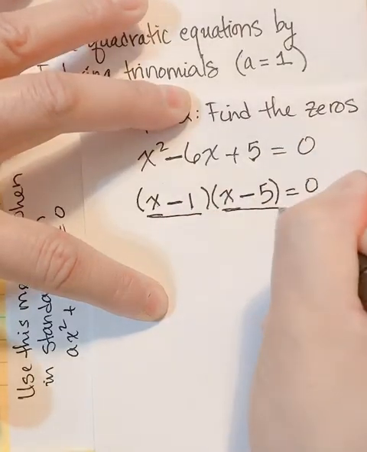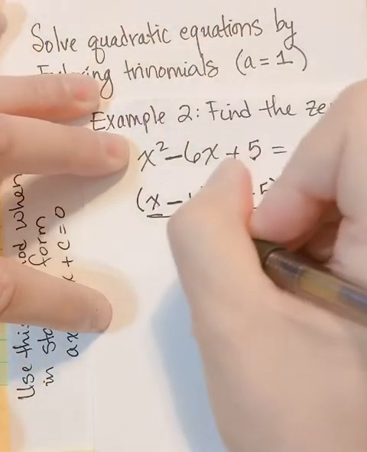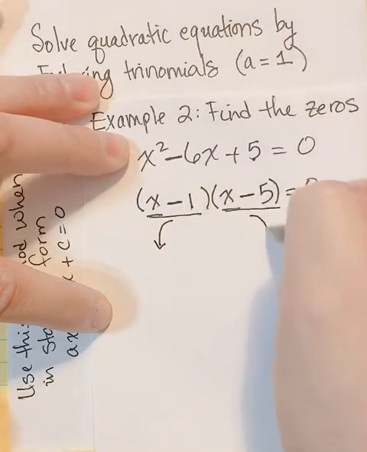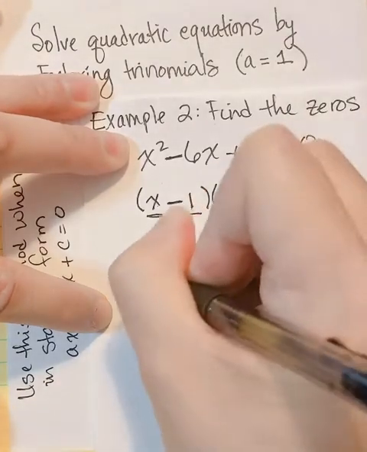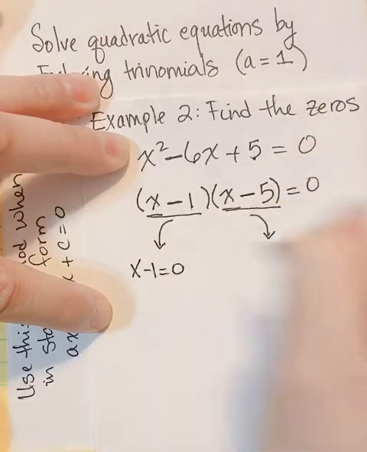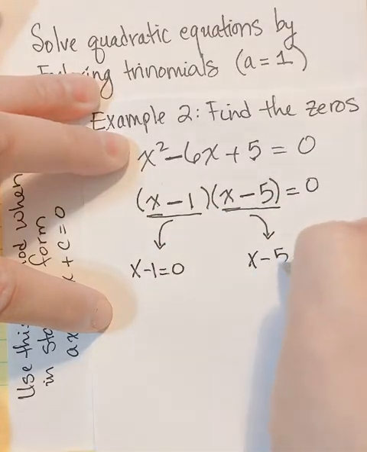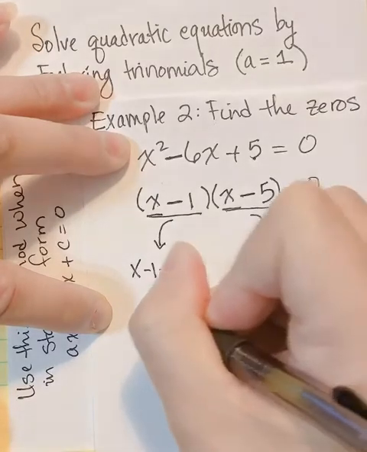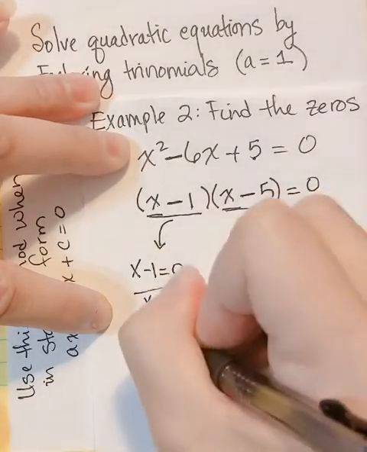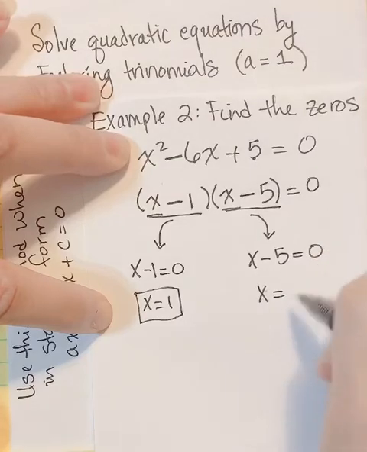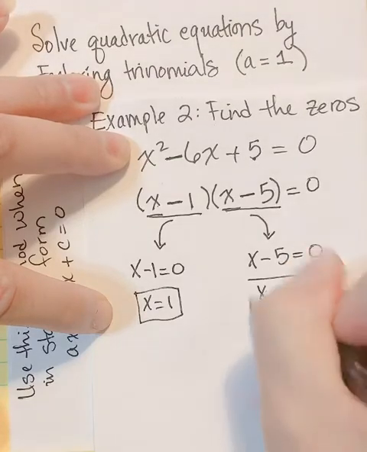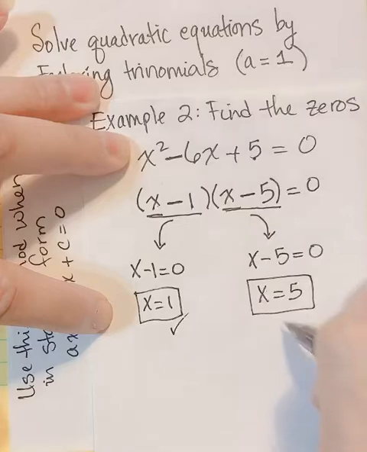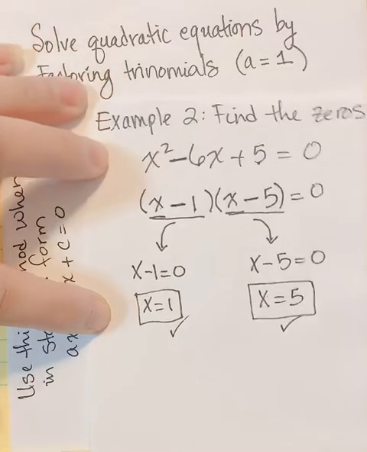So these become my factors. I have two factors, factor 1 and factor 2. Factor 1 is equal to 0. Factor 2 could also equal 0. You can solve these individually. You get x equals 1, one answer, and x equals 5, another answer. These are your two solutions, or in other words, your two zeros of this function.